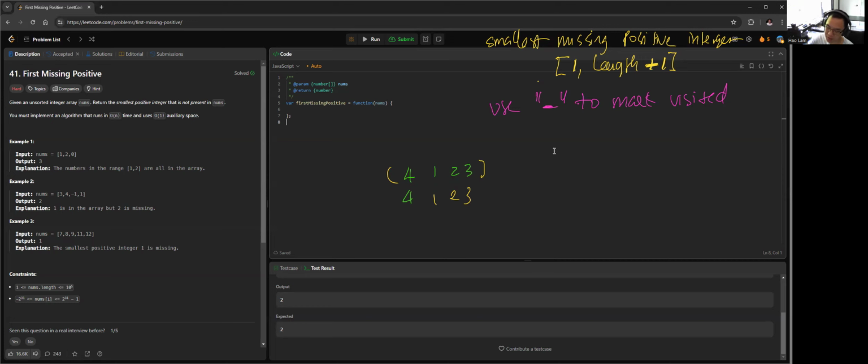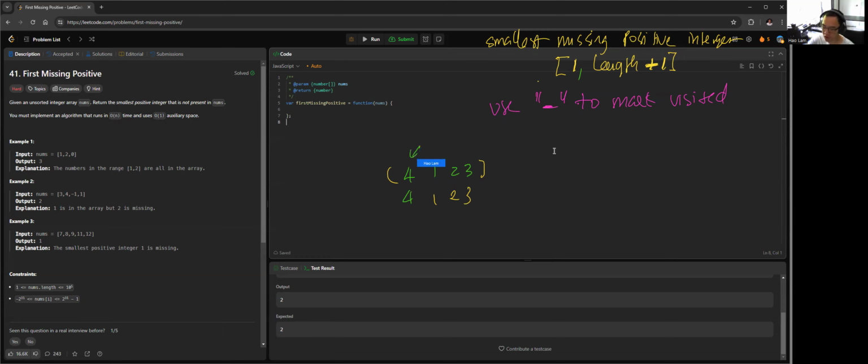So we have just enough space to represent our numbers here. We can represent from 1 to length, and the length plus 1 is just going to be the remaining case, right? Okay.